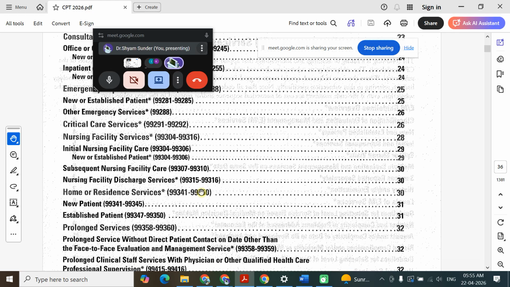In the CMS 1500 form I shared with you, there is a field for place of service. For example, you're a physician running your clinic. On request of the patient, you went to the patient's home and provided the care, and then you want to submit the claim. You would write that place of service is patient's home. Then you put your code, 99341 or 99342, depending upon new or established.